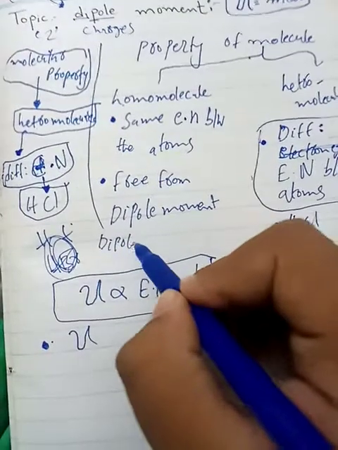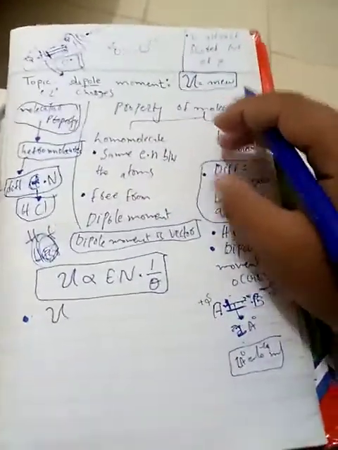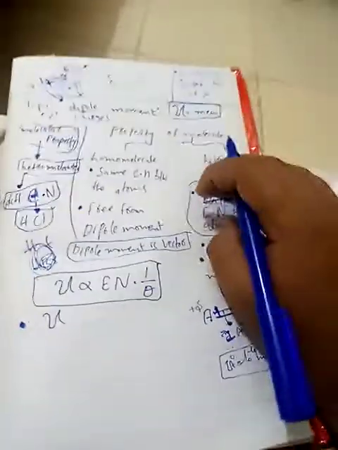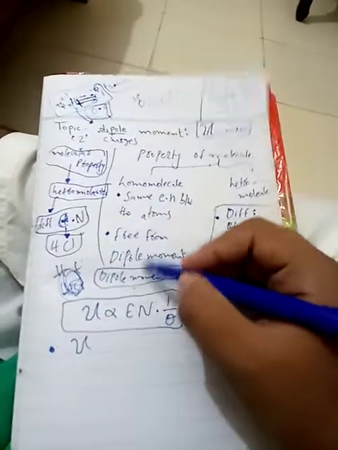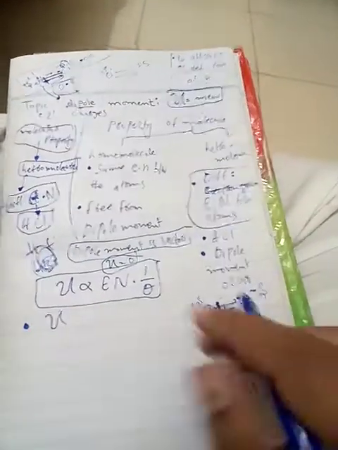Dipole moment is a vector. Why is it a vector? Because direction is properly there. How is direction properly there? Because if there is a positive and a negative, then the positive will try to move towards the negative sign. Okay, and in a homomolecule we have zero dipole moment, and in a hetero molecule the dipole moment is not equal to 0.